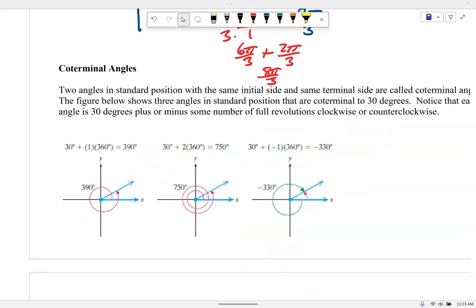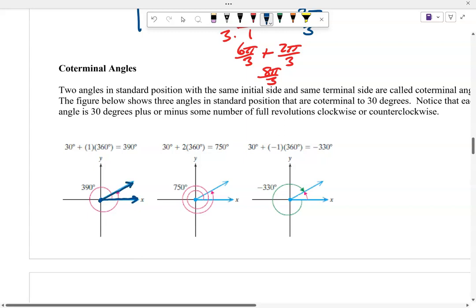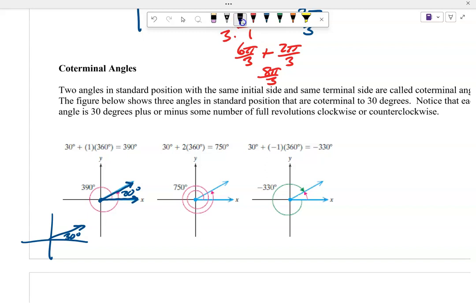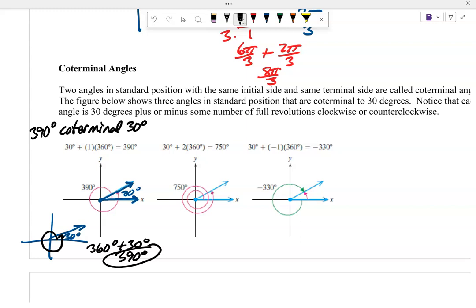So coterminal angles just mean there are two angles that have the same initial side and terminal side. So for example, let's say we have an angle of 30 degrees, right? Here's 30 degrees. Well, an angle that's coterminal to that would be, if I go around once plus 30, 360 plus 30 is 390 degrees. 390 degrees is a coterminal angle to 30 degrees. Okay.